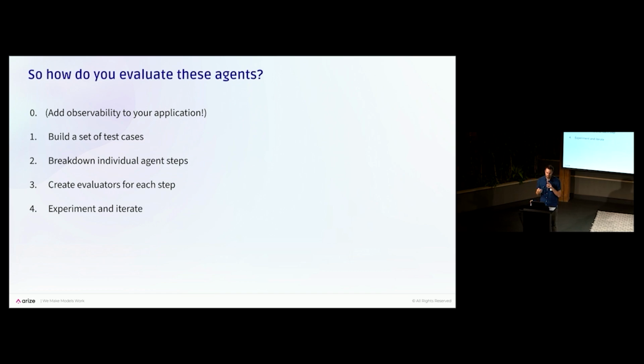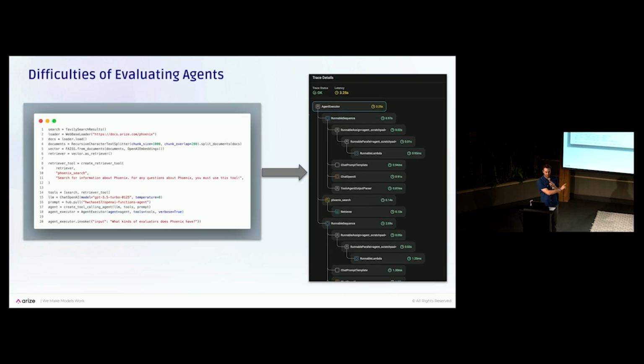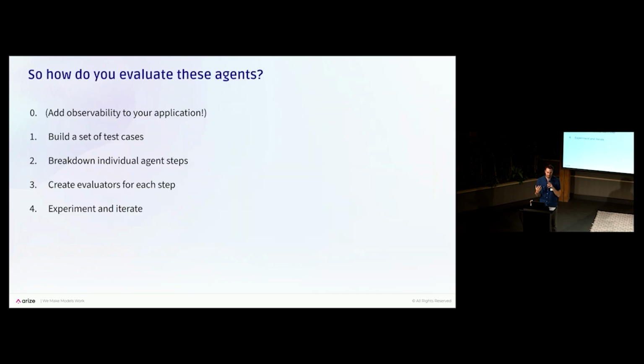But essentially, step 0 is adding observability, giving you some visibility so you can have stack traces like the one on the right over there, so you can actually see what's happening behind your code as you build things. Having observability is step 0, because a lot of the evaluations you're going to run are going to be built on all those traces that you capture, all that observability data that you've collected about your application.